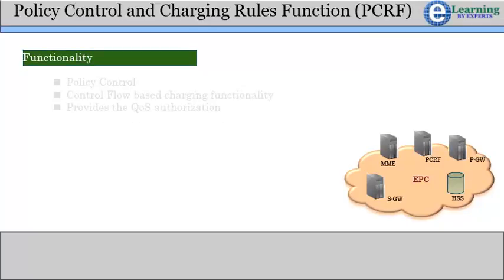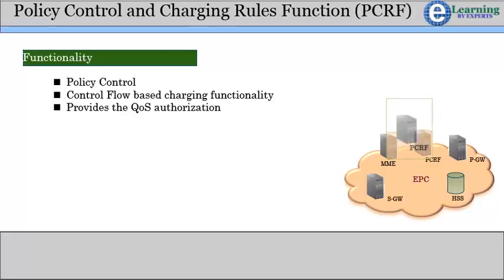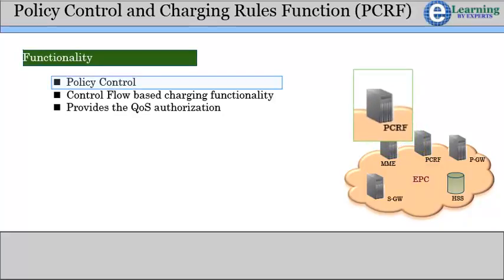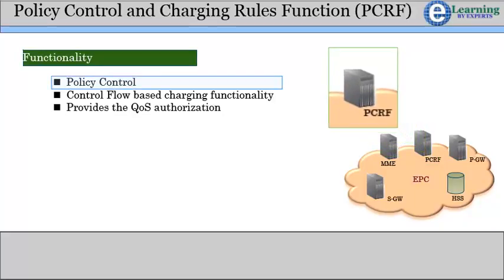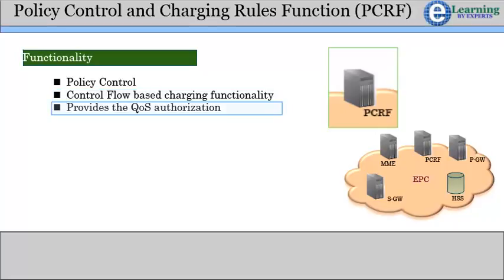The Policy Control and Charging Rules Function is responsible for policy control decision-making, as well as for controlling the flow-based charging functionalities in the Policy Control Enforcement Function, PCEF, which resides in the PGW. The PCRF provides the QoS authorization that decides how a certain data flow will be treated in the PCEF and ensures that this is in accordance with the user's subscription profile.